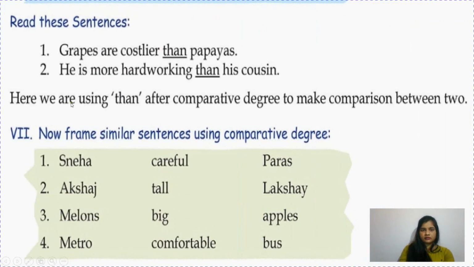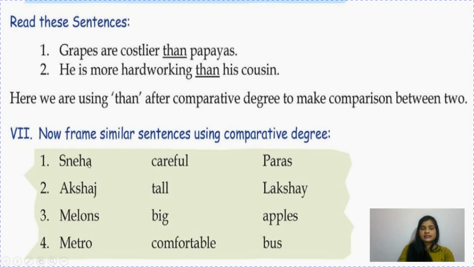Now let's see the second one. Read these sentences. Grapes are costlier than papayas. He is more hardworking than his cousin. Children, can you see here? Than is written. It means it is comparative degree. So let's see. Here we are using than after comparative degree to make comparison between two. Frame similar sentences using comparative degree.